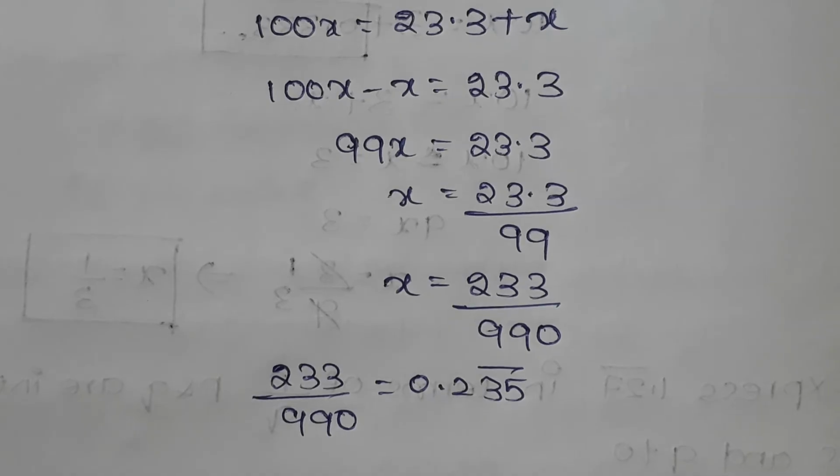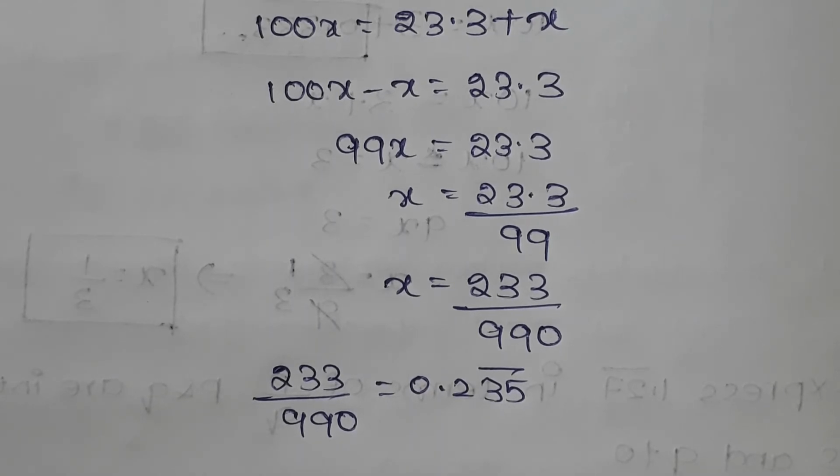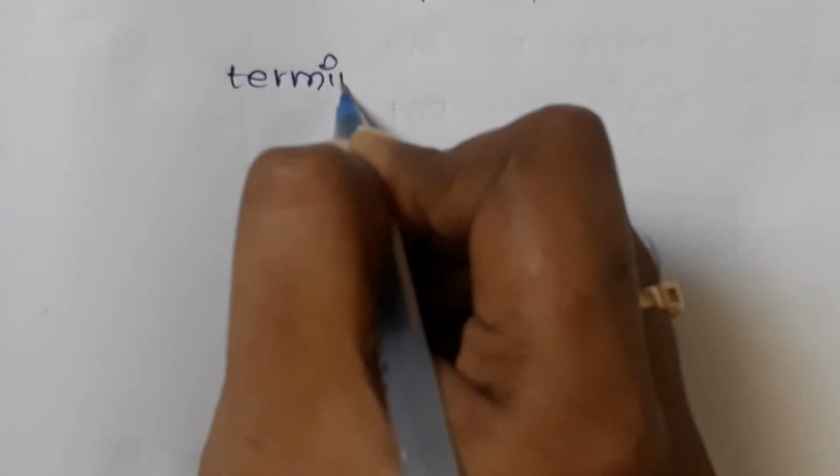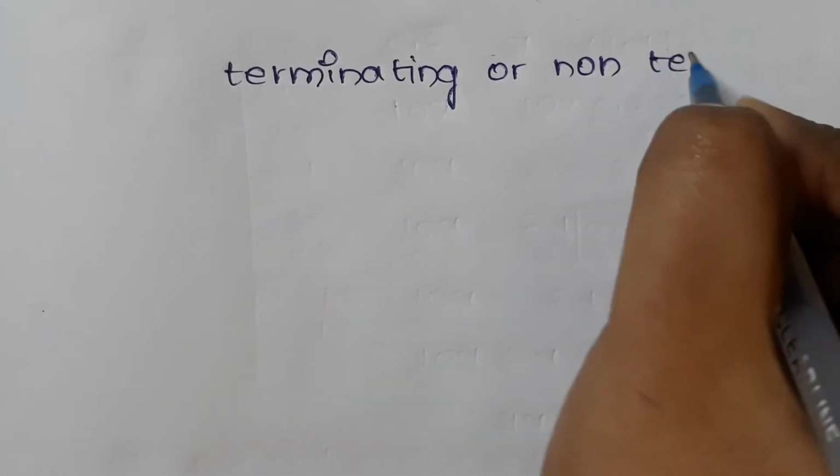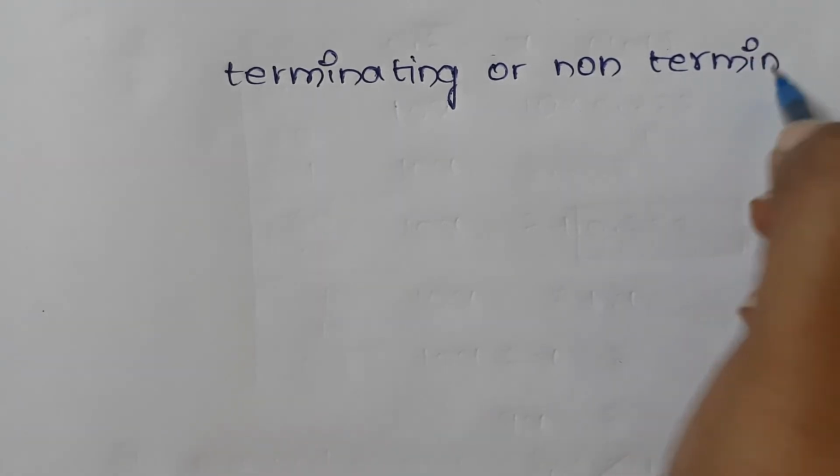And up to now we have seen some of the examples, and from those examples we understand that the decimal expansion of a rational number is either terminating or non-terminating recurring decimal expansion.